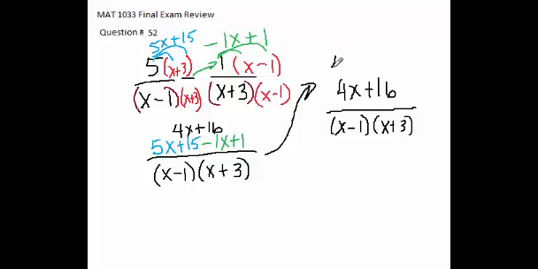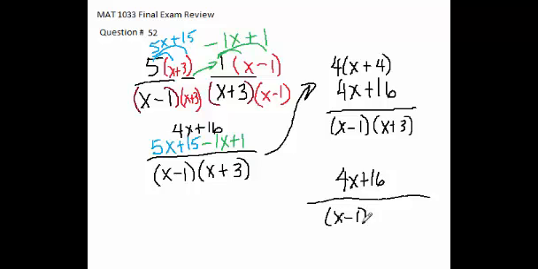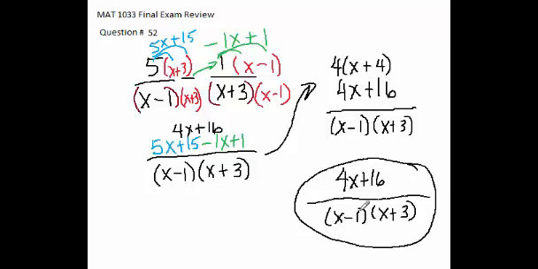And we have to try to reduce. If we factor the numerator, we end up with 4 times x plus 4. But if you notice, there's no common factors top and bottom. So we could either leave it in the factored form, or we could simply write the 4x plus 16 over x minus 1 times x plus 3. Most of the time we wouldn't want to leave it in factored form, but it's appropriate for this particular problem because we just wanted to show here that it wouldn't reduce.